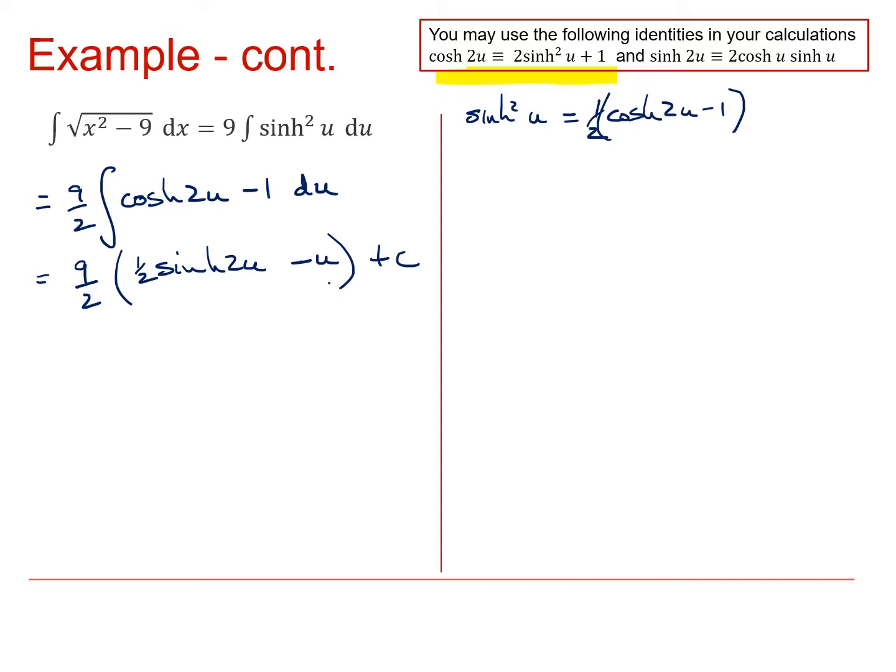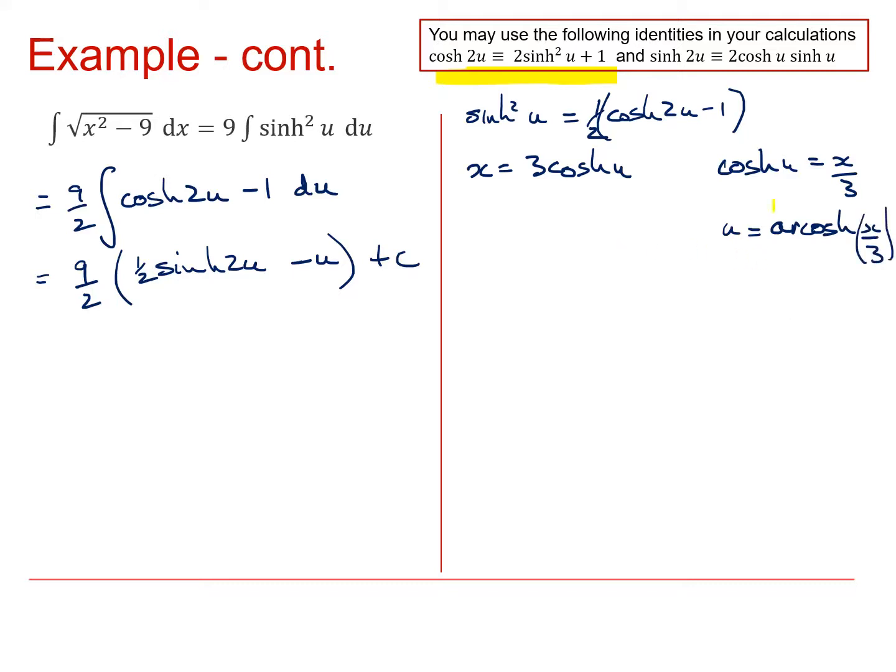Now I need a way to get back from here into something in terms of x, and the starting point we've got is that x was equal to 3 cosh u, which means that cosh u was equal to x over 3, and this also gives me that u is equal to arcosh x over 3.